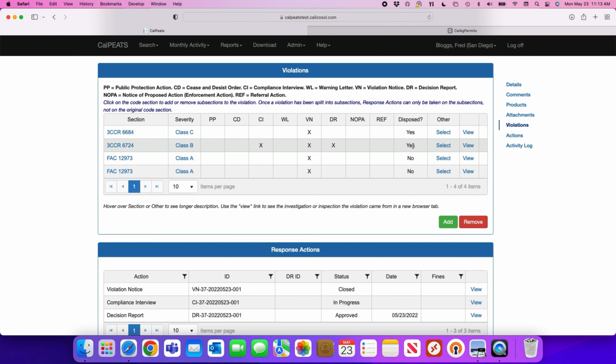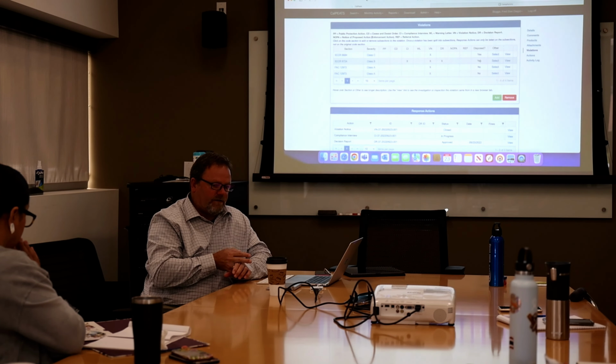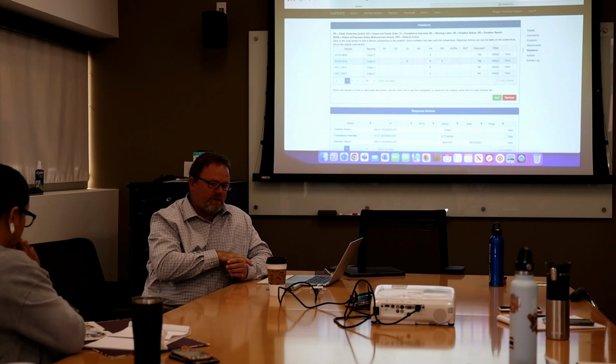Right? So now you're starting to see the rule set. If you have a compliance action written for a violation and it is flagged as no decision report required, and you flagged that violation to be disposed, then the violation is disposed. If you write a compliance action and mark decision report required, and there's a decision report approved for that violation, then it is marked as disposed.